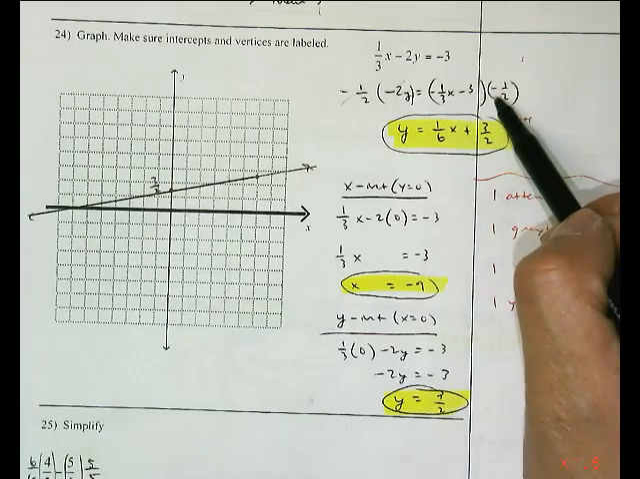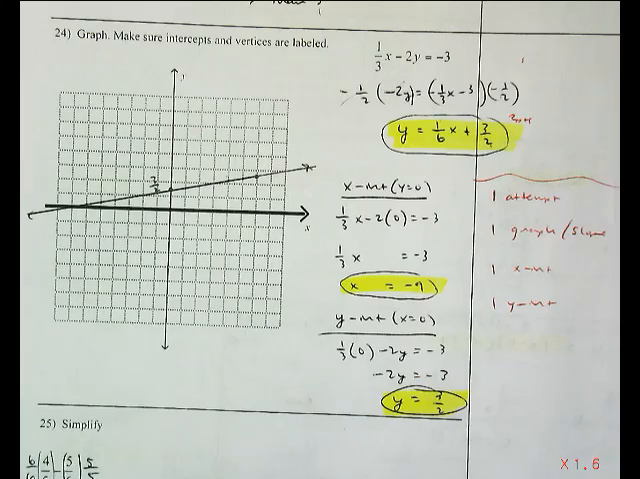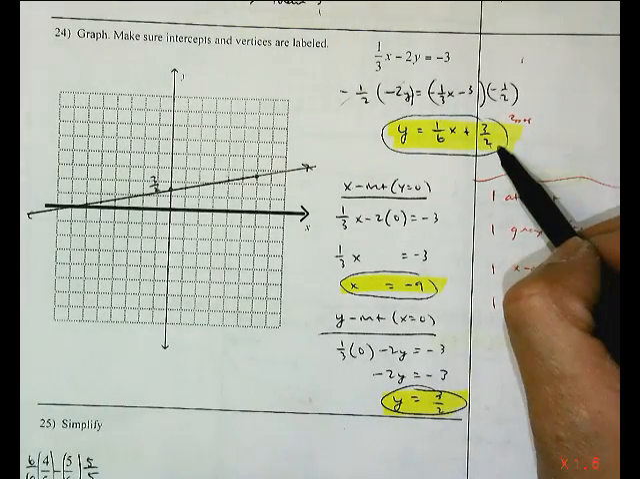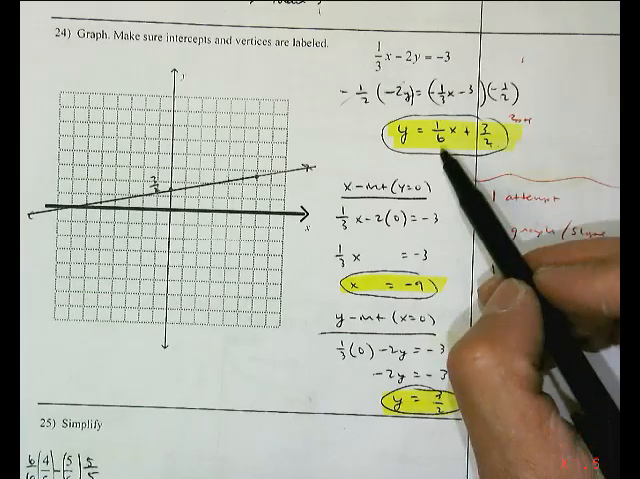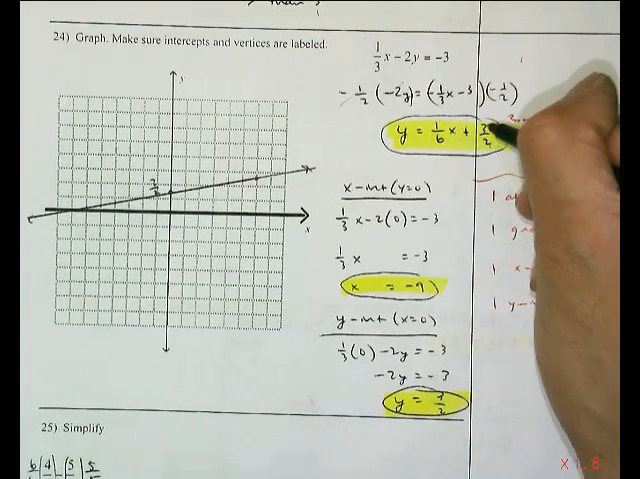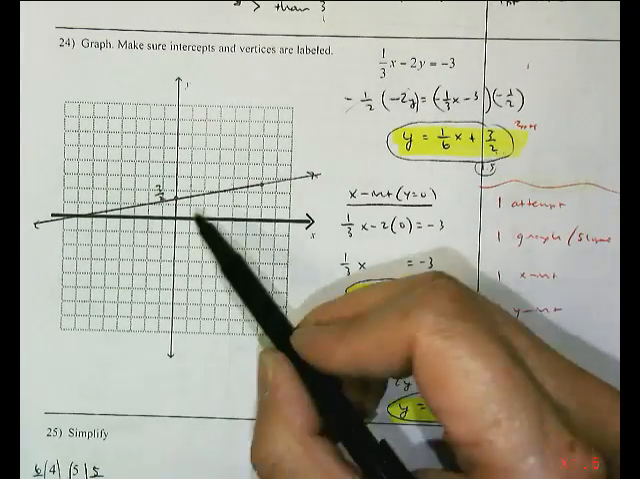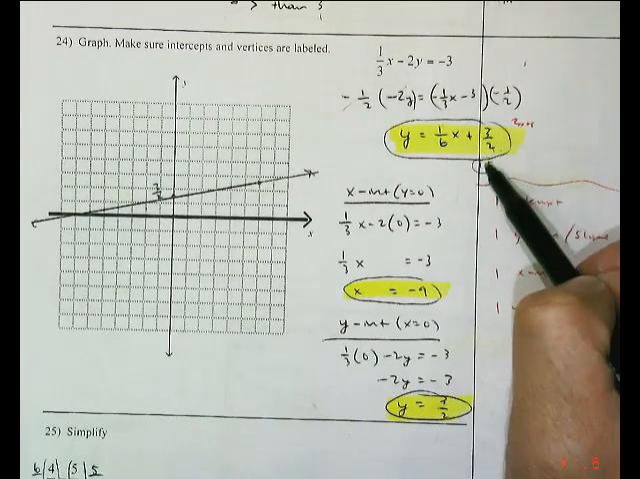Negative times negative is a positive, and this becomes 3/2. A lot of students got this far with no graph, and I gave you 2 points out of 4. 1/6x is my slope, and 3/2 is my y-intercept. 3 divided by 2 is essentially 1.5, so you should think it's not between 2 and 3, but between 1 and 2, 1.5.